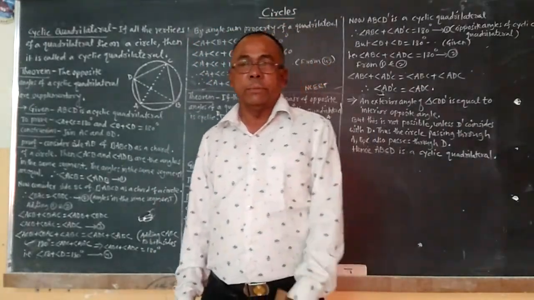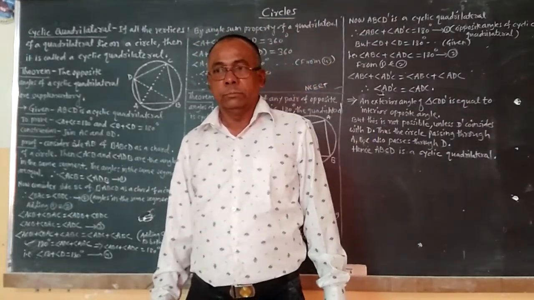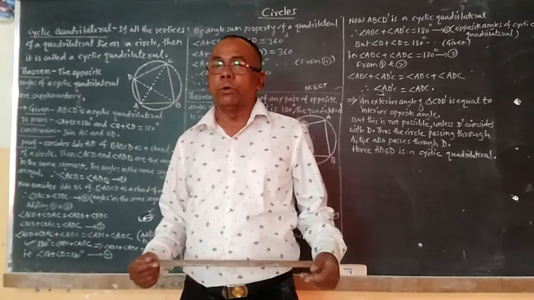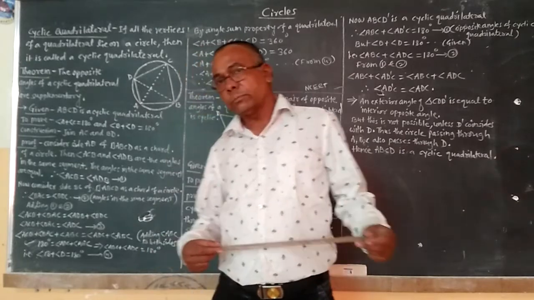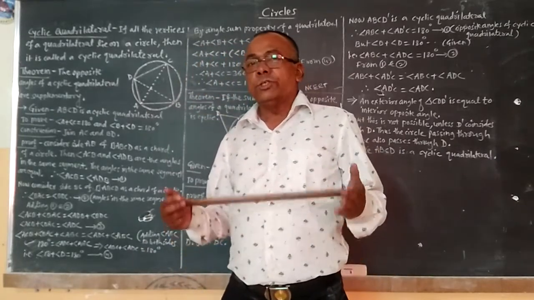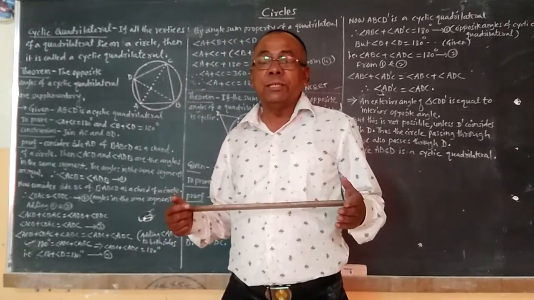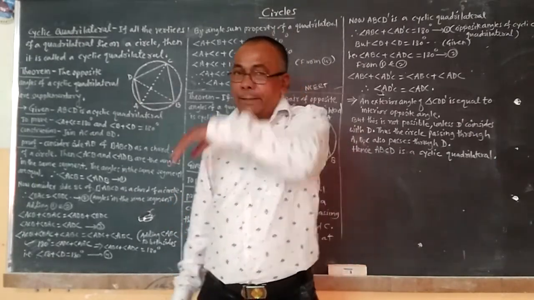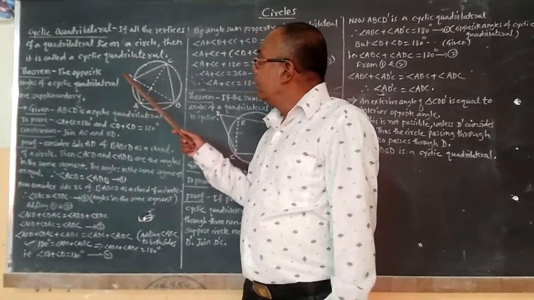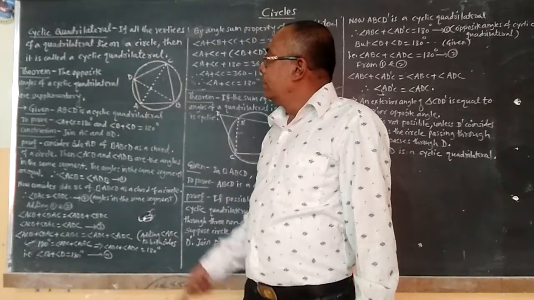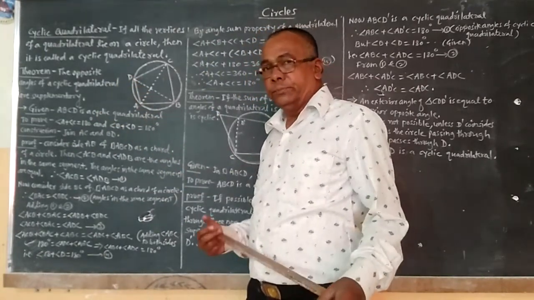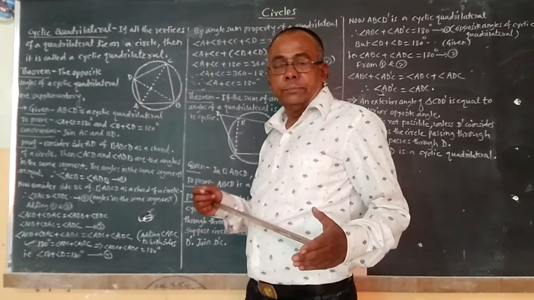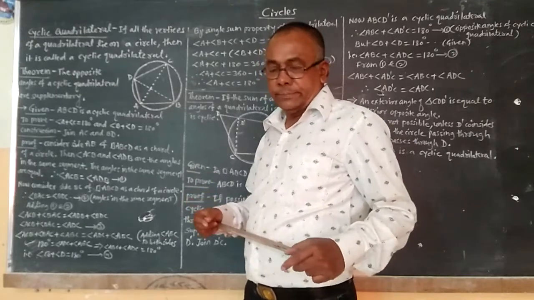There is one theorem we have to study now in our topic circle. This theorem is very important, and this is the very important property of the circle, that the opposite angles of a cyclic quadrilateral are supplementary.